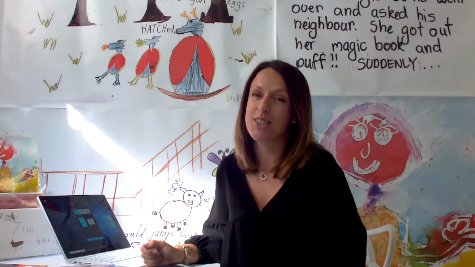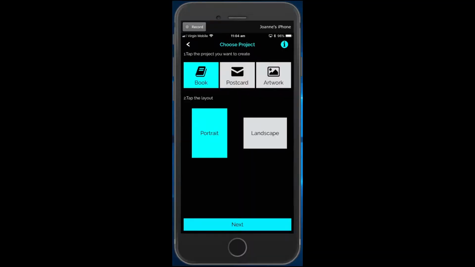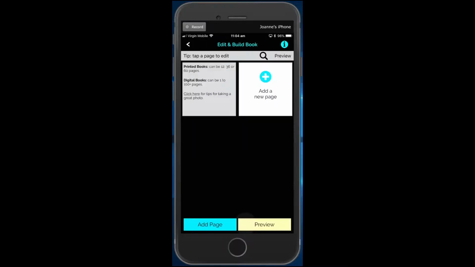Hi, today I'm going to show you how to create a book using the Littlescribe mobile app. First of all, go into the app and then you need to decide the orientation of your book. For this book I'm going to choose portrait. Press on next. Now I need to add my photos.